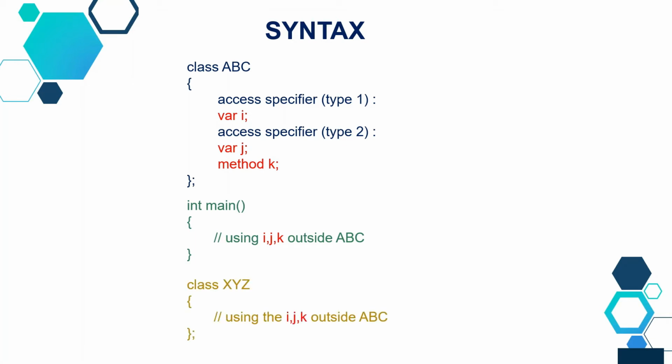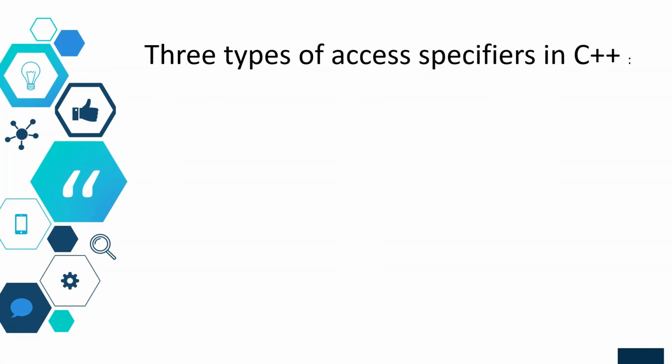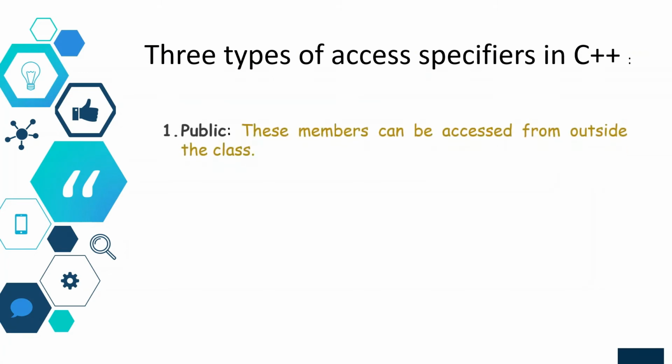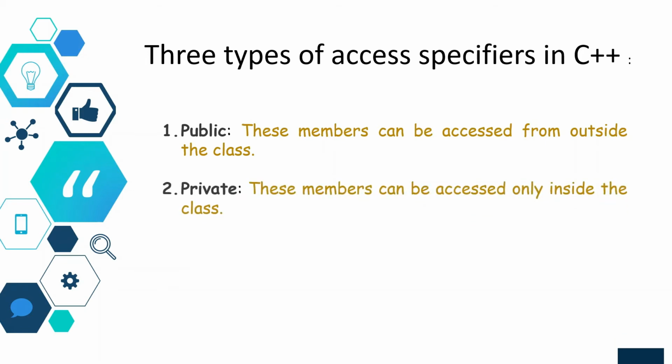Before that, we'll see how many types of access specifiers we have in C++. There are three types of access specifiers in C++. The first one is public. The members which are declared as public can be accessed from anywhere outside the class. The second type is private. These members can be accessed only inside the class.